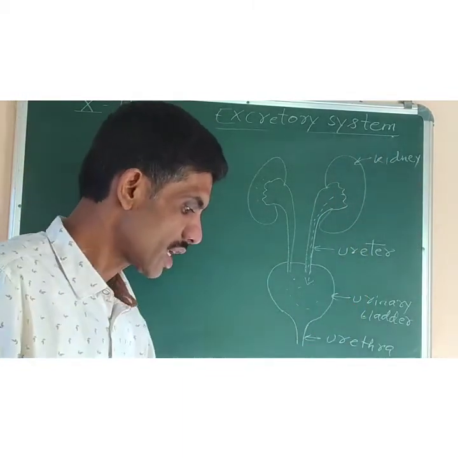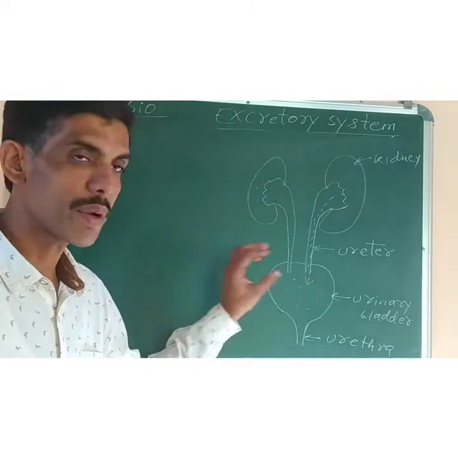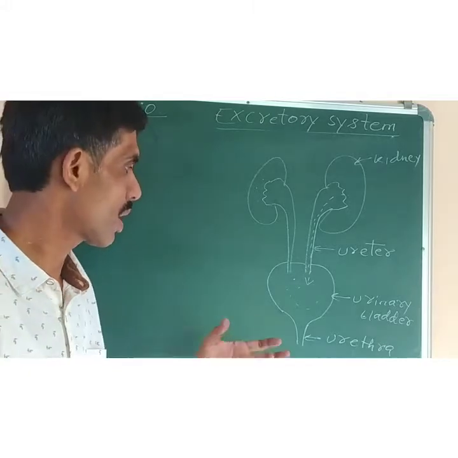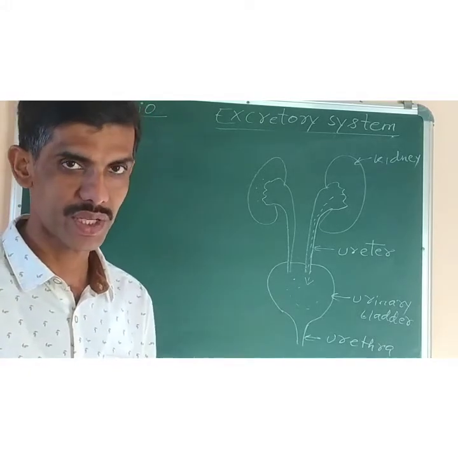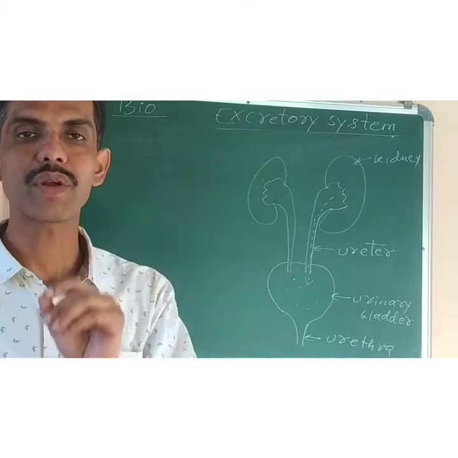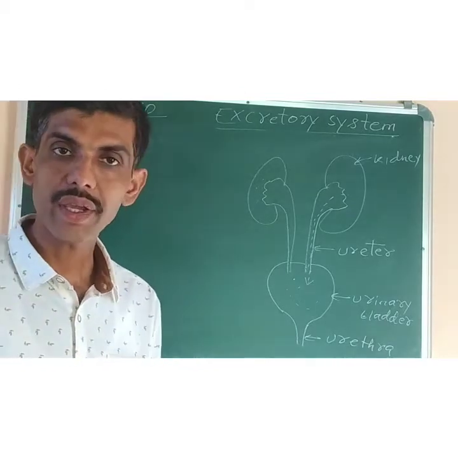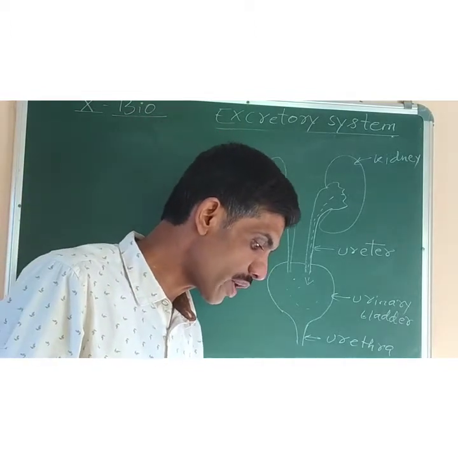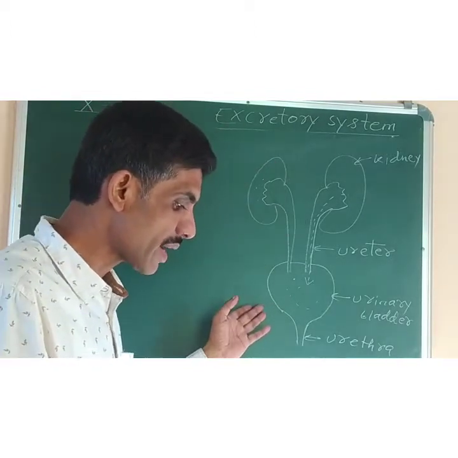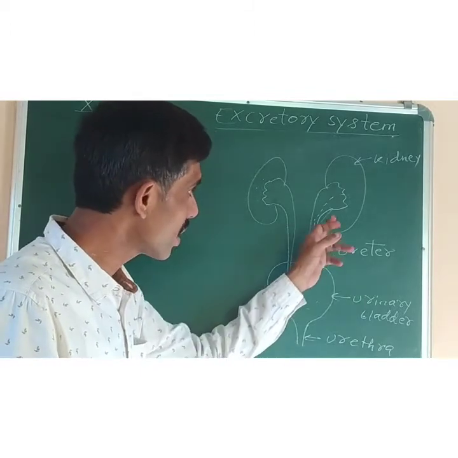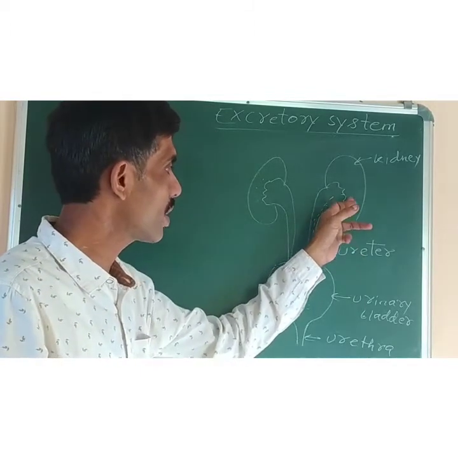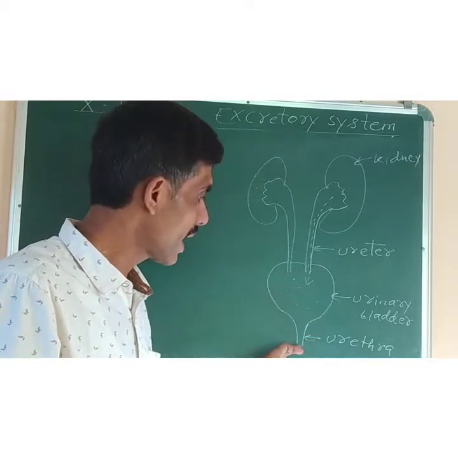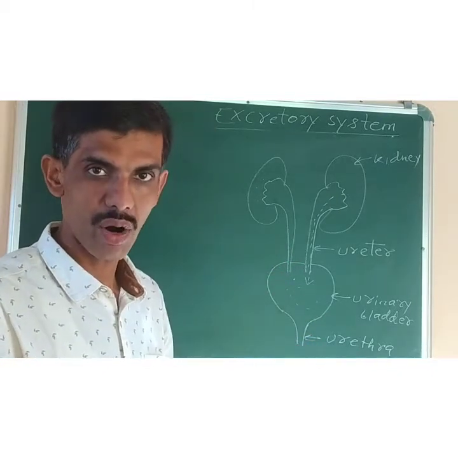Okay, now next is urinary bladder. It is a muscular bag which stores urine temporarily in the body before it is thrown outside at the time of micturition. The process of release of urine from the body is called voiding or micturition. So what is the role of urinary bladder? The kidneys produce the urine. The ureters carry the urine from the kidney to the bladder. Bladder stores the urine temporarily, and urethra helps to discharge the urine outside the body.